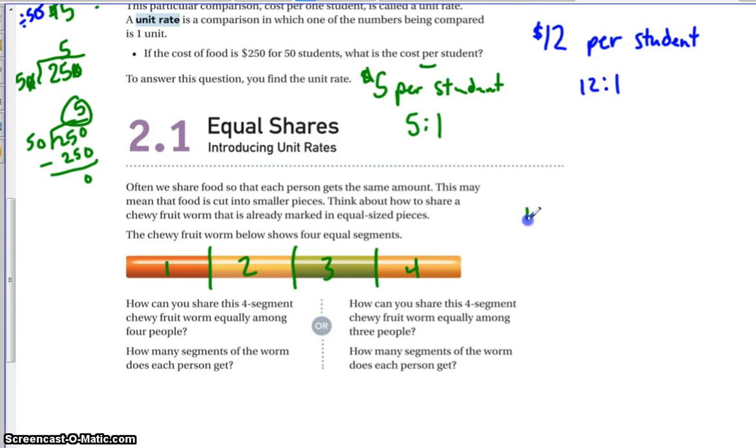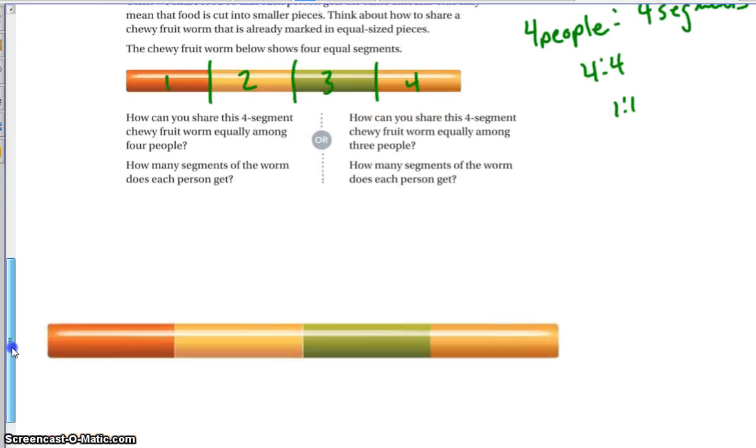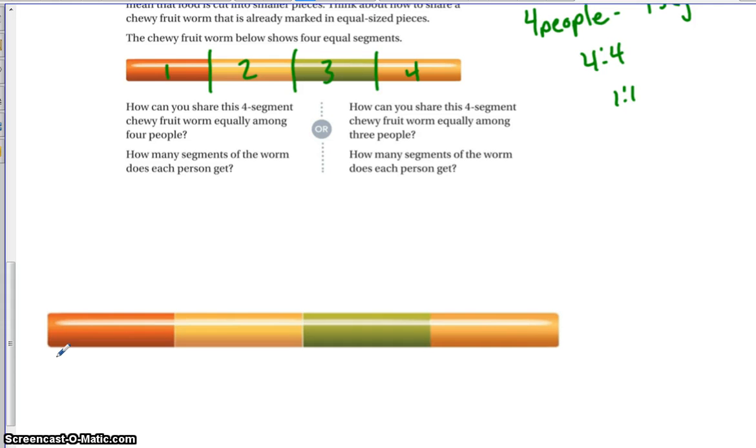So if I have 4 people to 4 segments, that is a 4-to-4 ratio, which would reduce down to a 1-to-1. Everybody gets 1 segment. Okay? Now, the next thing it asks is, how can you share this 4-segment worm amongst 3 people? So I've got another worm down here, and this time we are going to divide it equally among 3 people.